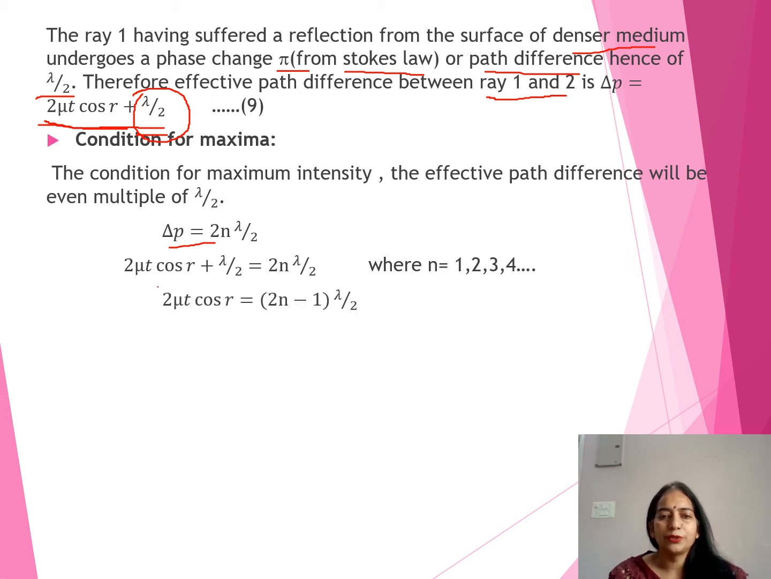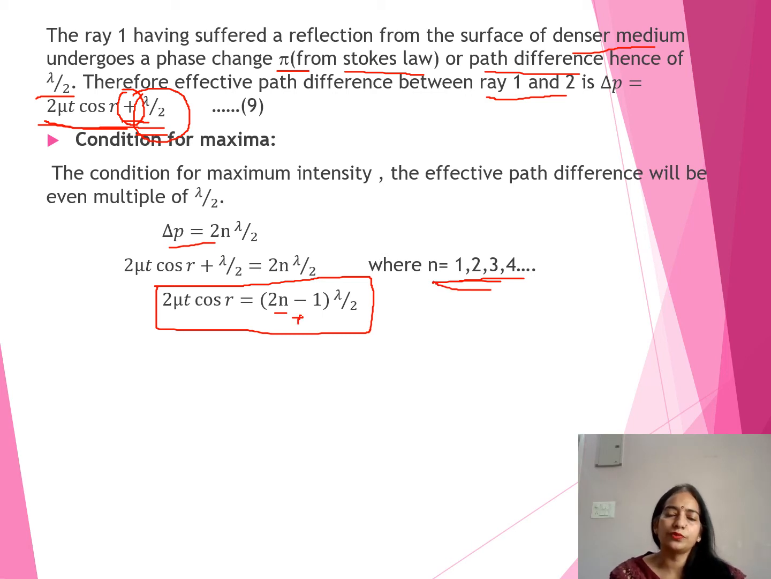Or we can say 2 mu t cos r equal to (2n minus 1) lambda by 2, where n equal to 1, 2, 3. If we use the positive sign, this sign becomes negative, so n takes the values 1, 2, 3. If we take this sign as negative, then this sign becomes positive, and we take the values n equal to 0, 1, 2, 3. The number remains an odd multiple: 2 mu t cos r equal to (2n minus 1) lambda by 2.